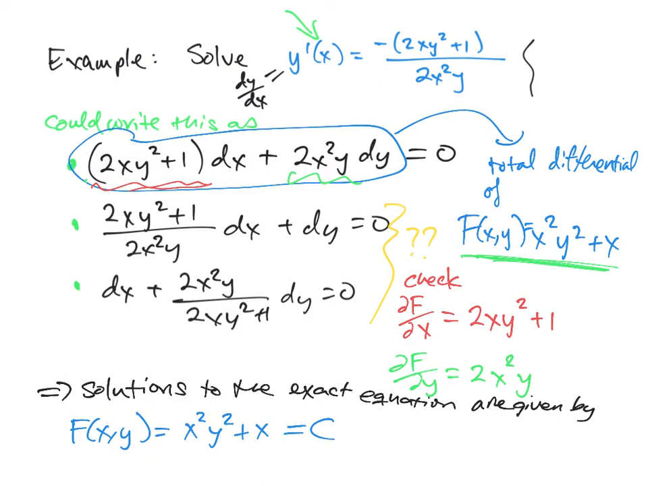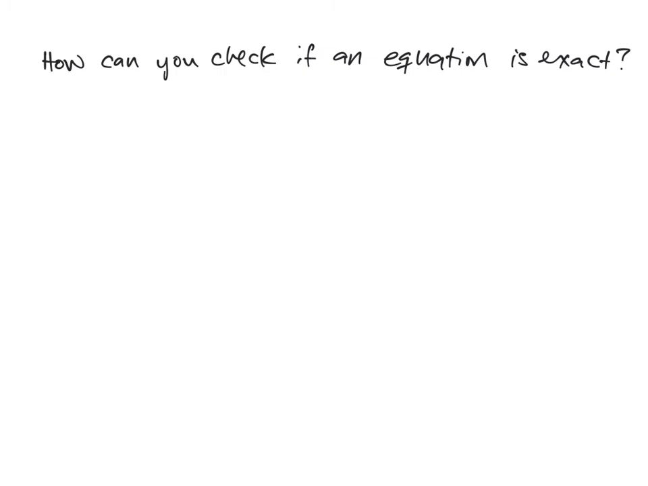So these are implicit solutions, but that's fine. If we can find the total differential associated with an exact equation, then we know exactly how to get the solutions to the equations. We just set that function big F equal to a constant. So now what would be nice to know is a way to tell if an equation is exact.